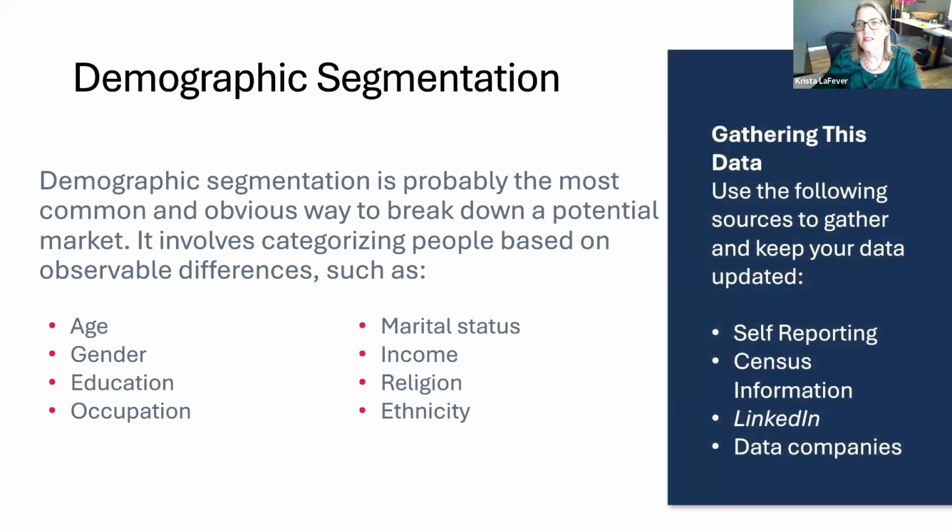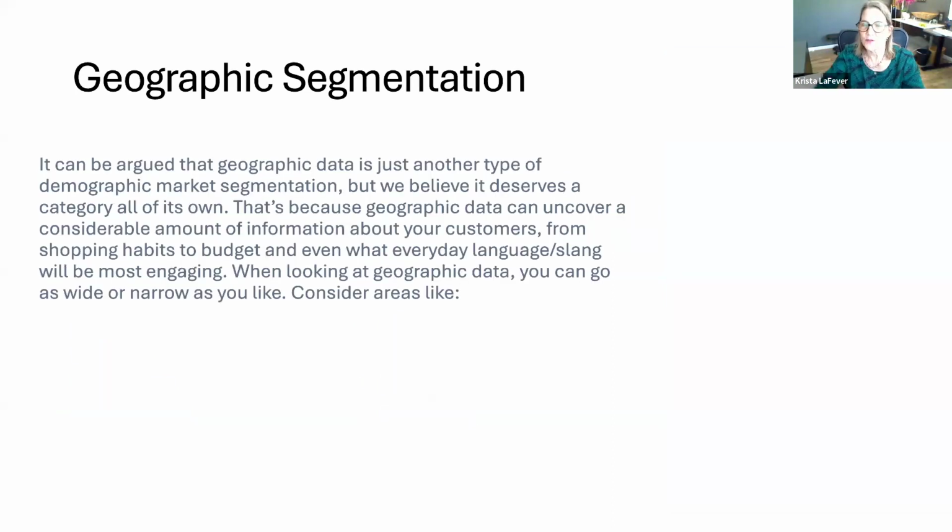The way you get this data is through self-reporting, such as surveys, where people will tell you that information. There's census information, and the next census is coming out in 2030. They come out every 10 years. LinkedIn's another place you can get this information. And data companies like ZoomInfo are an example where they actually pull together all this information for you.